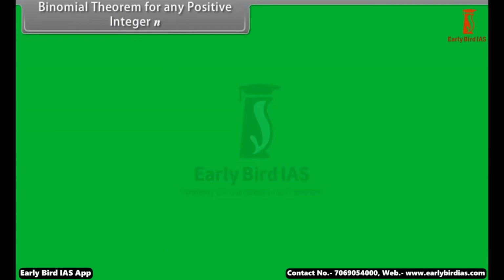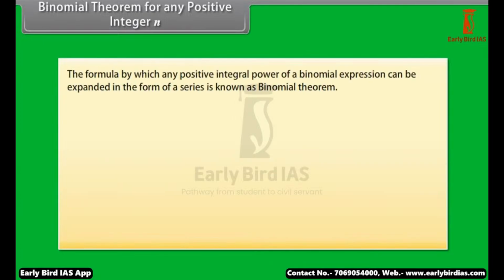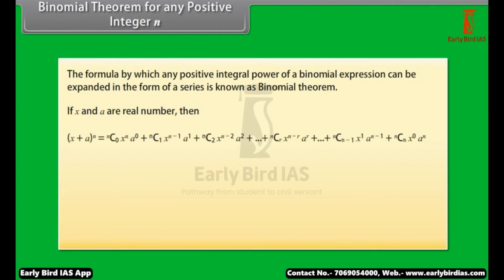Binomial theorem for any positive integer n. The formula by which any positive integral power of a binomial expression can be expanded in the form of a series is known as the binomial theorem. If x and a are real numbers, then (x+a)^n is equal to the summation from r=0 to n of nCr times x^(n-r) times a^r.